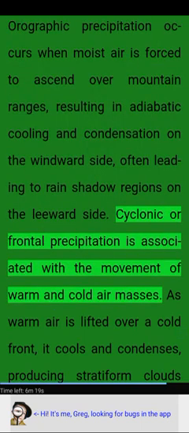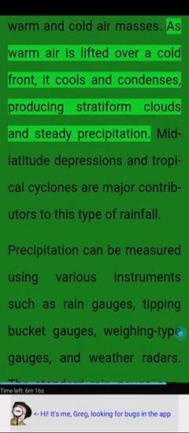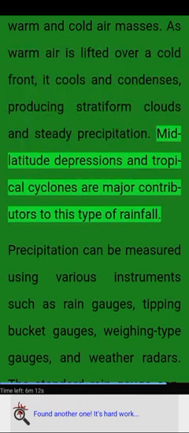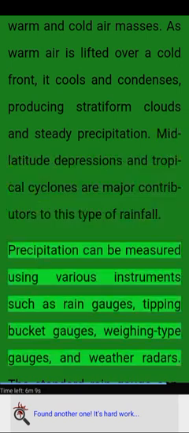Cyclonic or frontal precipitation is associated with the movement of warm and cold air masses. As warm air is lifted over a cold front, it cools and condenses, producing stratiform clouds and steady precipitation. Mid-latitude depressions and tropical cyclones are major contributors to this type of rainfall.